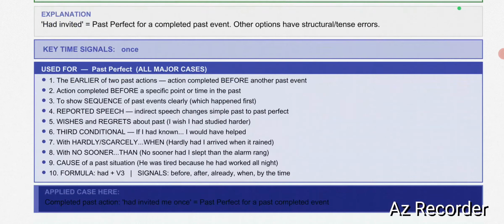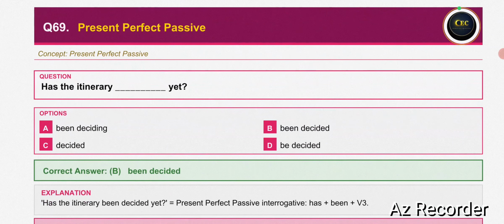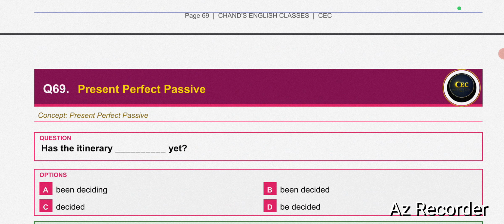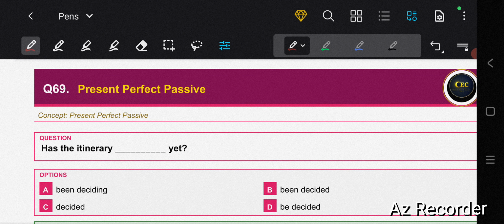Now we'll go for the question number 69. Present perfect passive. Has the itinerary been decided, be decided, decided. So where there will be present perfect and the passive one. So present perfect. So this one is the has. It means it's in present.